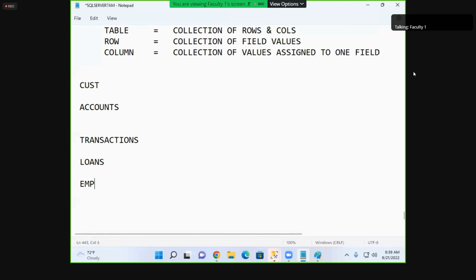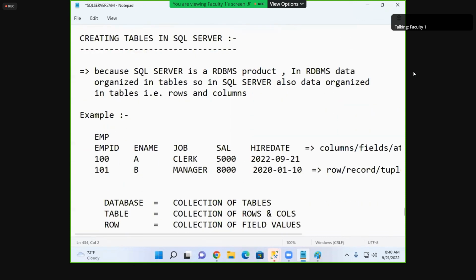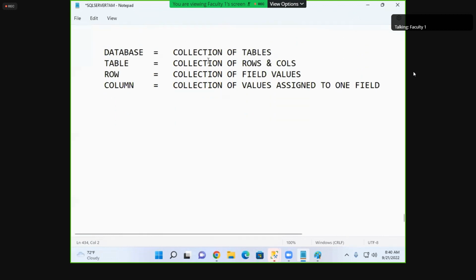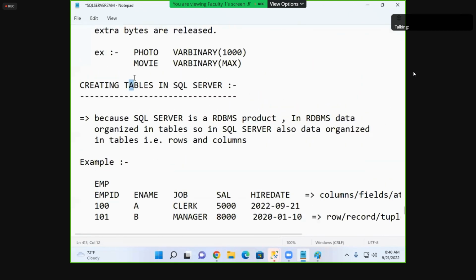Yes or no? Like that. So if they ask you to design the database for a bank, then you have to design these tables. Now let's see creating tables in SQL Server.